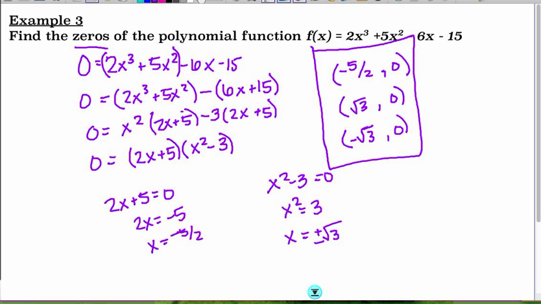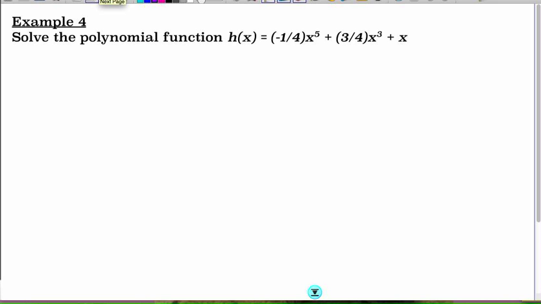So looking at our next example, again, I'm going to start off by trying to determine if there's anything that I can factor out of this polynomial, or any number that I can factor out of each term. In this case, it may not look like it, but I can actually factor out a negative 1/4. So again, if I'm solving, I know that I'm setting equal to 0. And if I factor out a negative 1/4, out of every single term, then I'm left with x to the 5th, and then a negative 3x cubed, and a negative 4x.